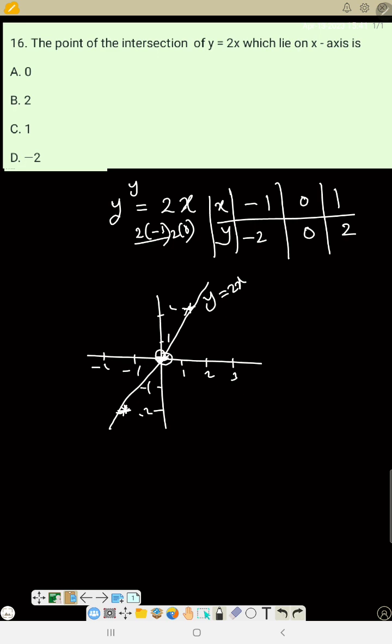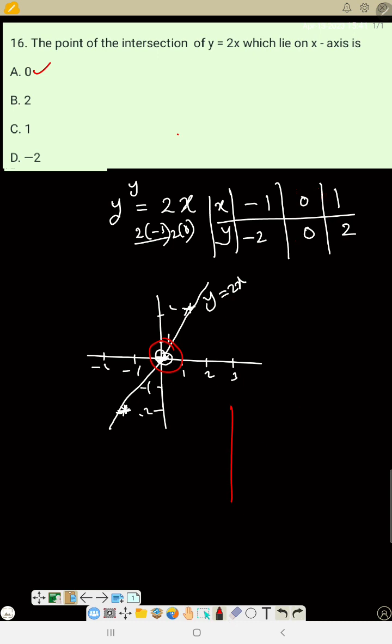They meet at the origin. So the answer is 0, meaning they will intersect at 0. You can see here the answer, they meet at origin. So the line passes through the origin. So that is 0, 0, and it reflects here 0. So the answer is 0.